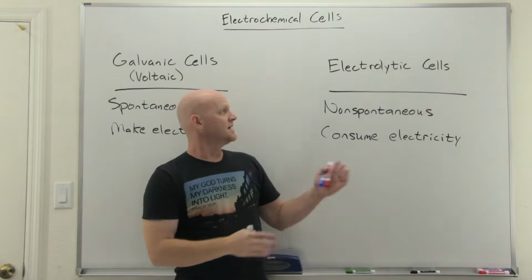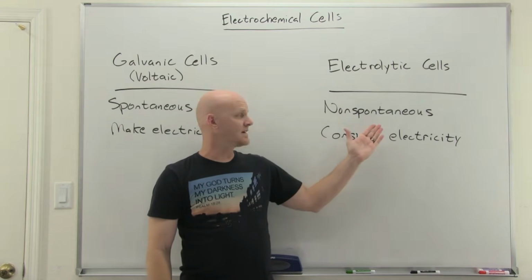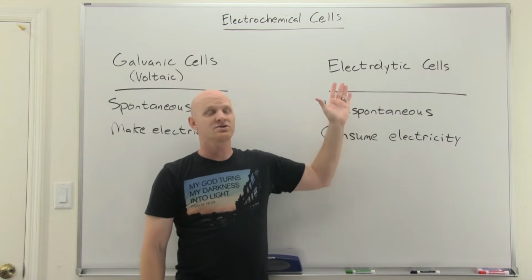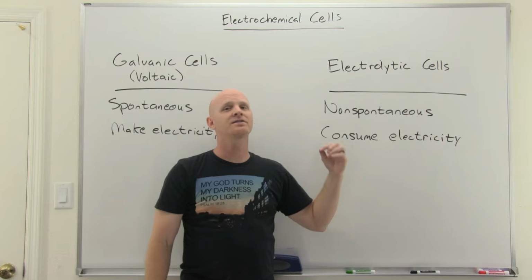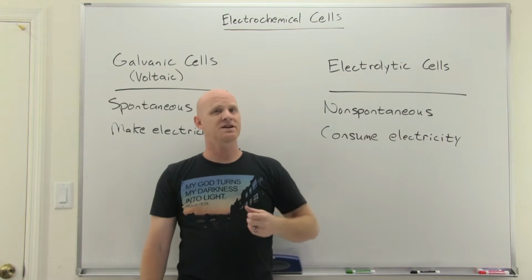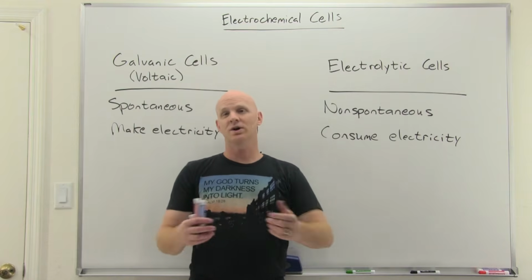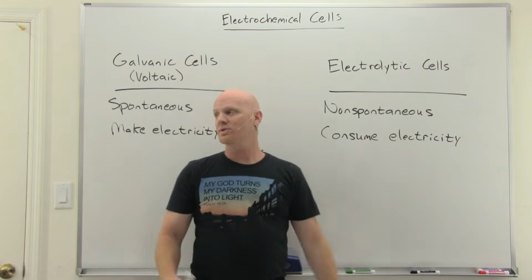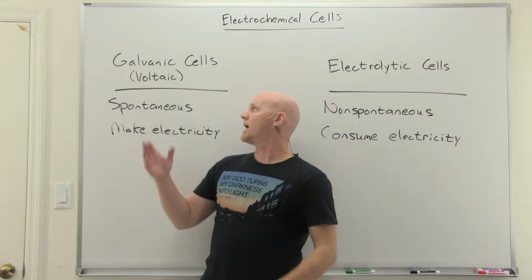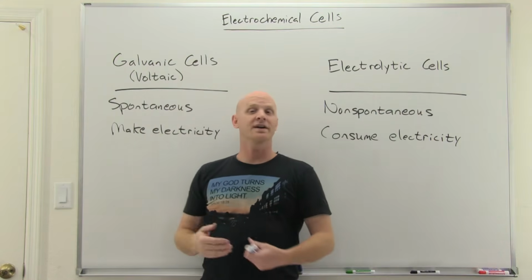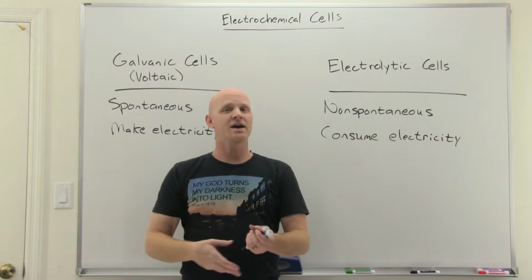Cool, and the idea is that an electrolytic cell is not going to make electricity at all, it's going to use it up. We're going to force a non-spontaneous reaction to happen, and a non-spontaneous reaction needs an input of energy, and the way we're going to input that energy is through electricity. So these use up electricity, these produce electricity. When you think of a galvanic or voltaic cell, you should be thinking of a battery that produces energy.